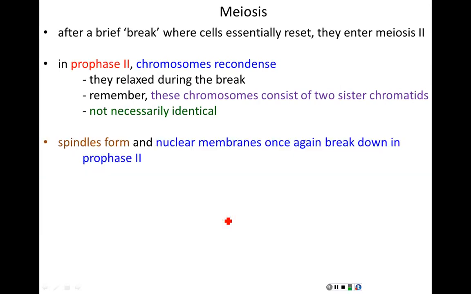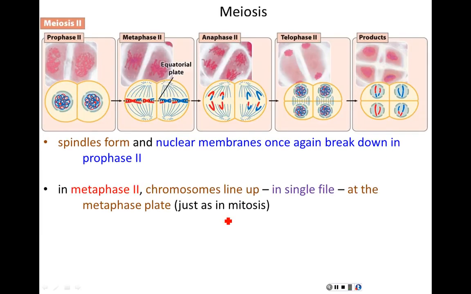Spindles form in prophase 2, the nuclear membrane begins to break down in prophase 2, and then cells enter metaphase 2. Metaphase 2, just like metaphase of mitosis, has us see chromosomes line up in single file at the metaphasic plate, as we see up here. They're just turned on their side.